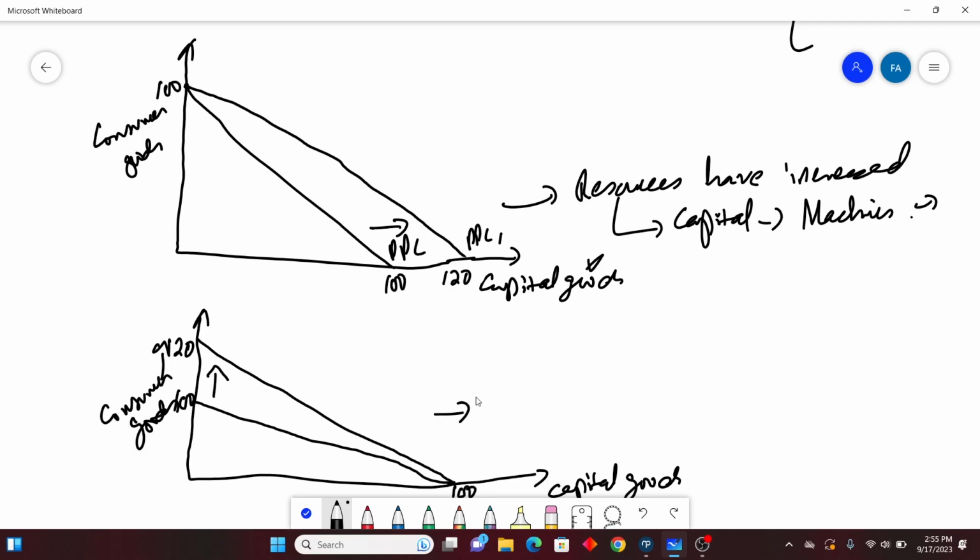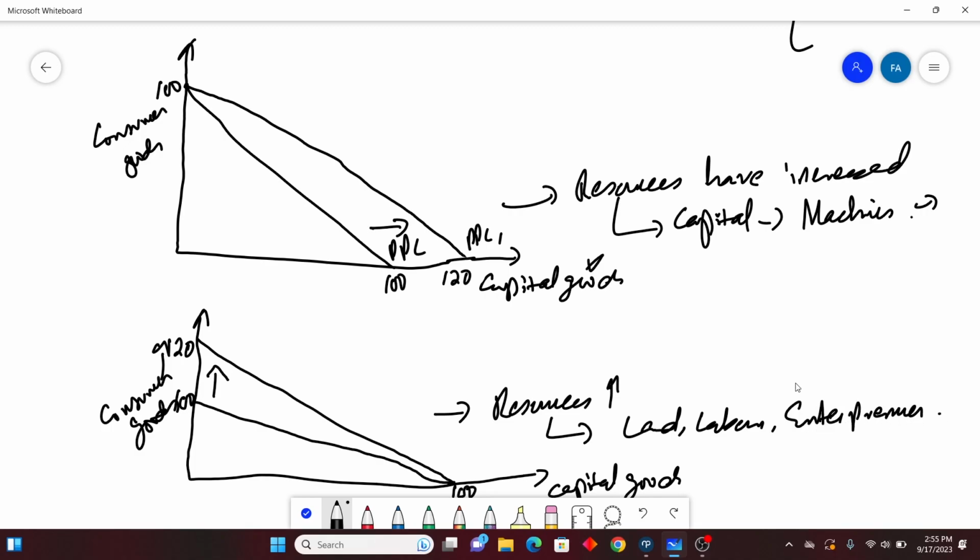So now your resources have increased. Resources have increased, but which resources? It could be land. It could be labor. It could be entrepreneurs. Sir, why not capital? Because capital is machines. We cannot say that machines have increased. So I hope I have covered all the aspects of the production possibility curve.